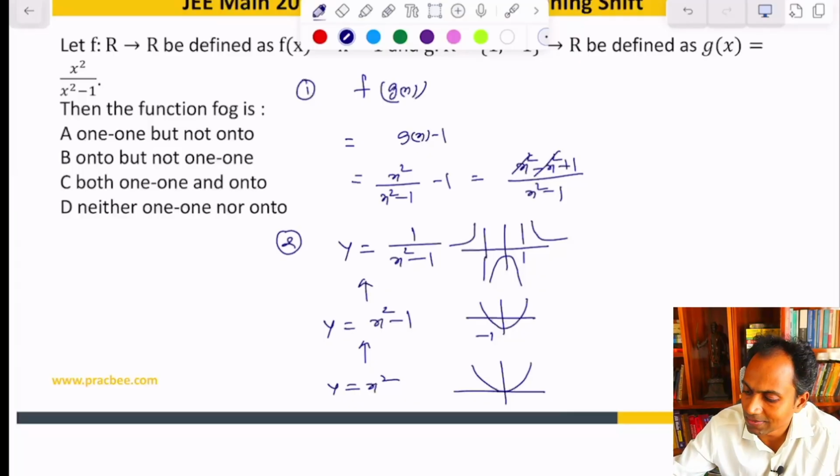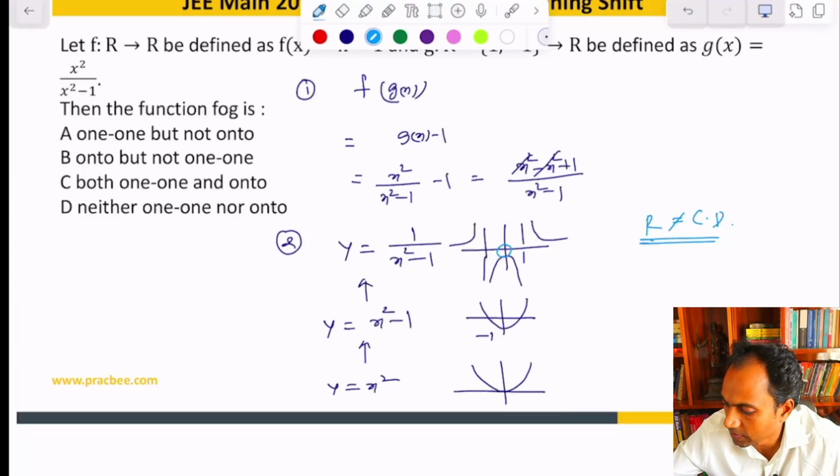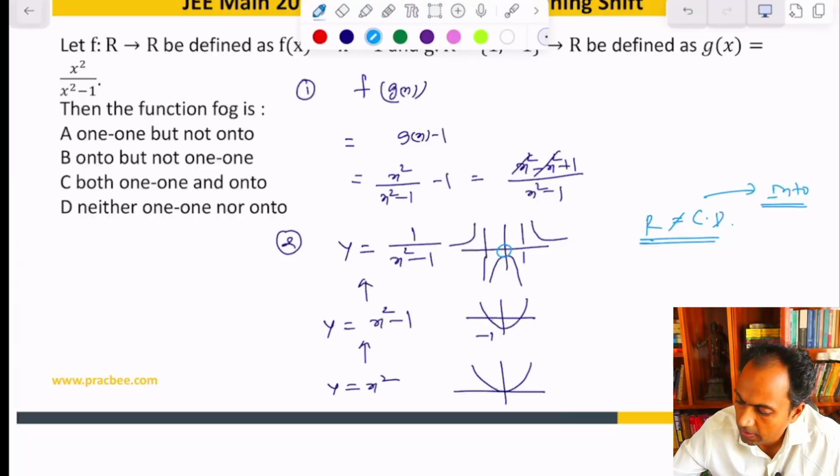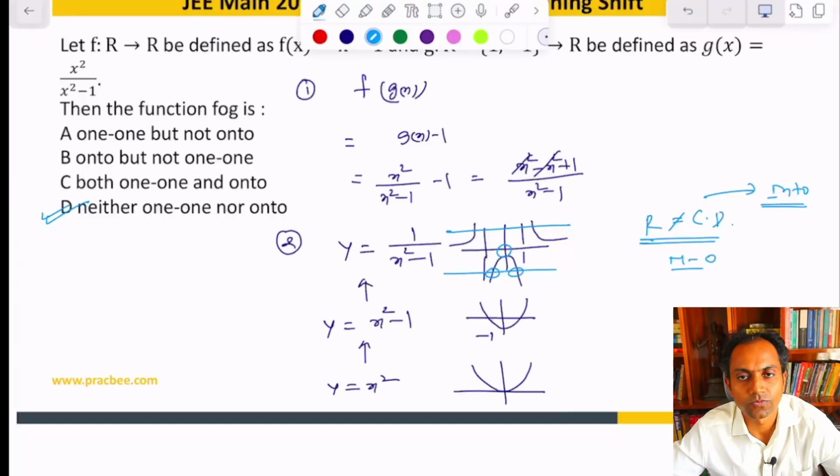So now we can clearly see that there are two things to be observed. There is a certain part of the graph missing here. So the range is not equal to the codomain. So this is very sure, which means this is not an onto function. This is an into function. Another thing is, if I draw a line here or a line here, it cuts the graph at more than one point. So it is also a many-one function. So the answer becomes D option, neither one-one nor onto.